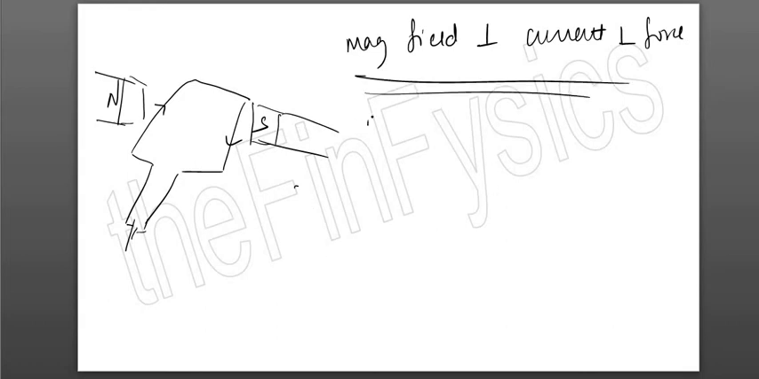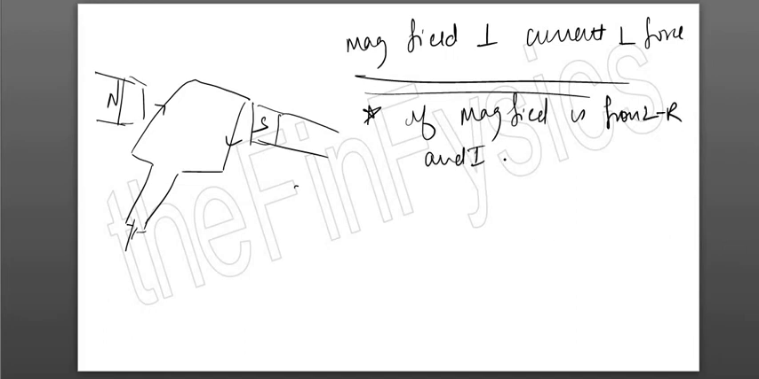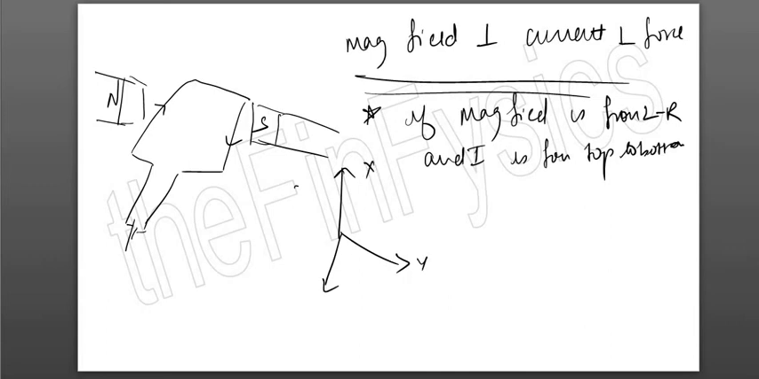All the three will be perpendicular, which means, remember this, if the magnetic field is from left to right and the current, suppose, is from top to bottom, okay, and if this is what the three axes look like, x, y, and then the z one is, suppose, coming towards you. So if I align this with this data, my magnetic field is from left to right, which means along the y-axis. My current is from top to bottom, which means along the x-axis.